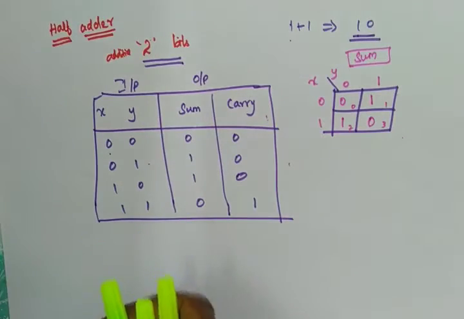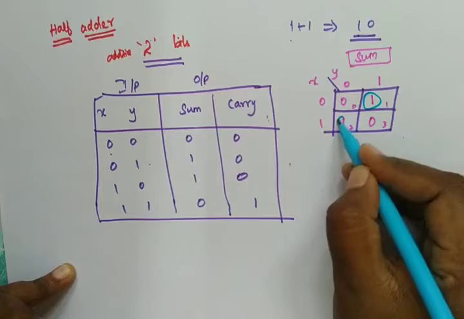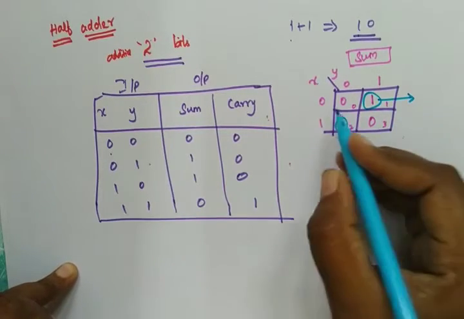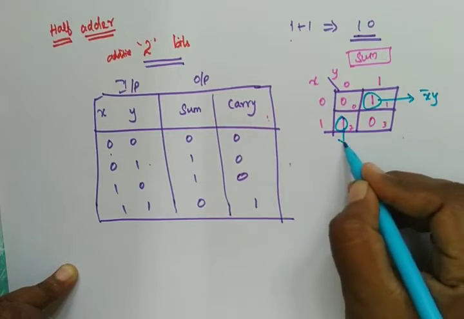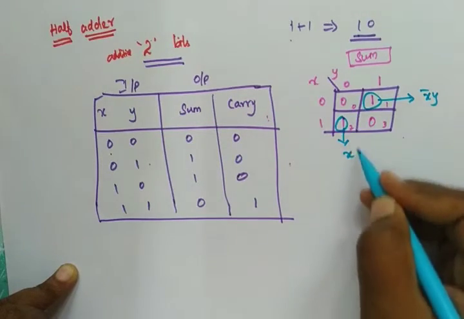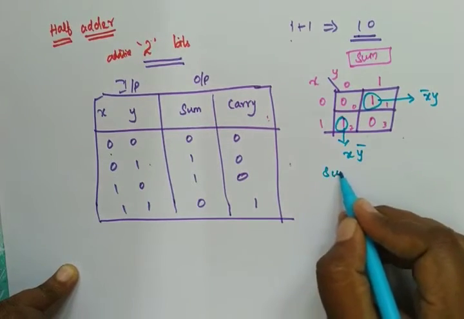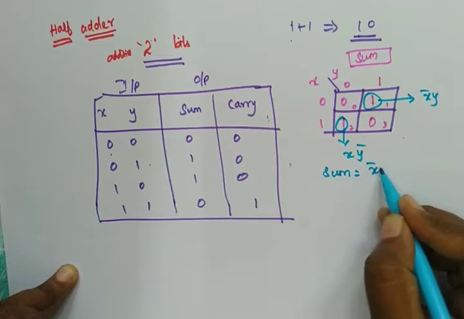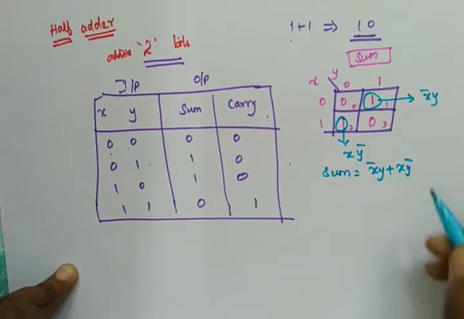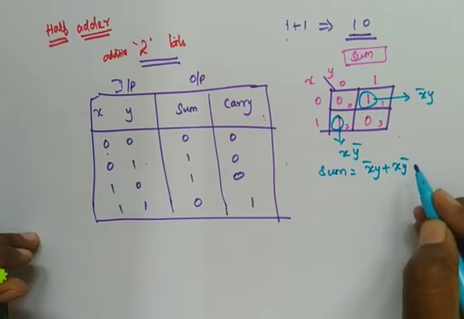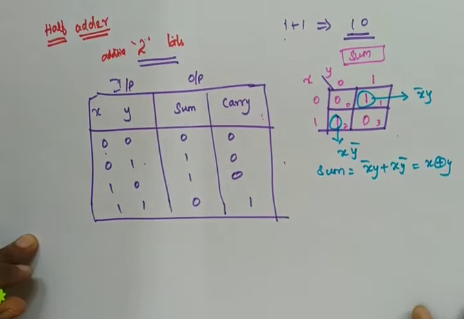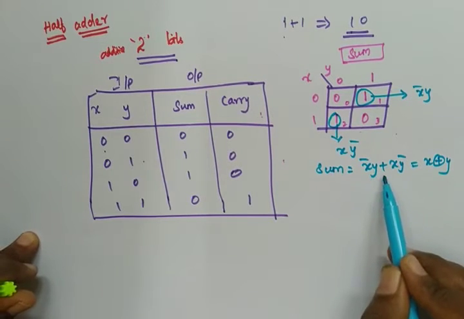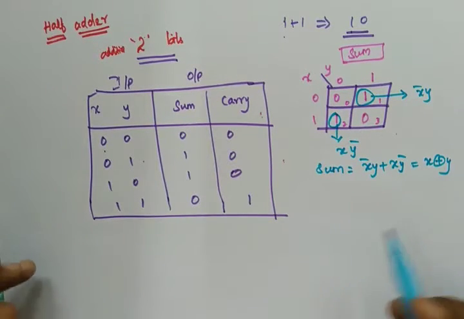Now we cannot group or pair anywhere because this one is alone and this one is alone. So what is the answer for this? This is x bar y. And what is the output for this? This is x y bar. Therefore, sum is equal to x bar y plus x y bar. This is the answer for sum. Or we can say this is equal to x XOR y. Previously I spoke about these logic gates. x bar y plus x y bar is equal to x XOR y.